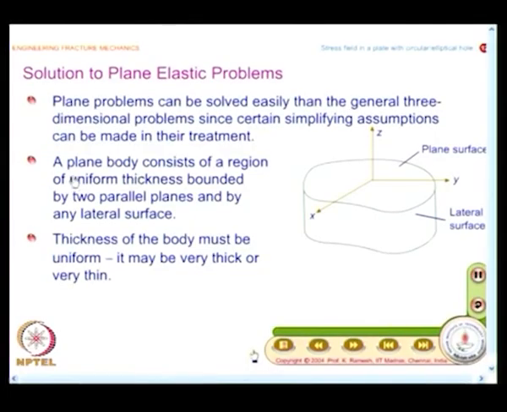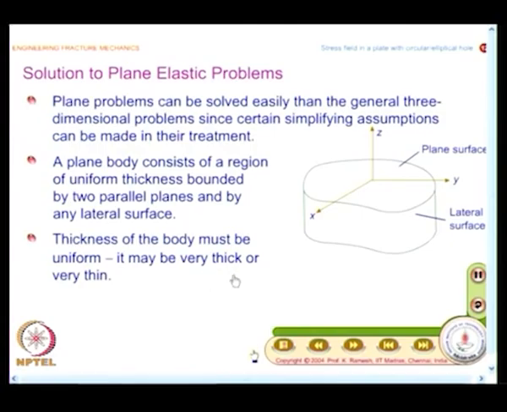And what is a plane body? A plane body consists of a region of uniform thickness, that is very important, the thickness has to be uniform, bounded by two parallel planes and by any lateral surface. So, what is emphasized here is the top surface and bottom surface have to be plane, they have to be parallel, it could be connected by any lateral surface, the shape could be anything. The thickness of the body must be uniform, it may be very thick or very thin.